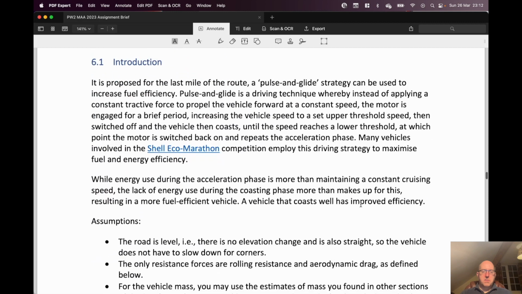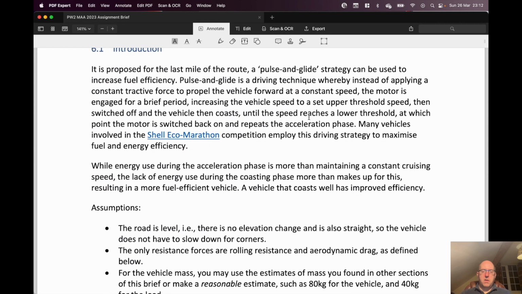And then for dynamics and modelling, so this is where we look at, for the last mile vehicle, we're looking at pulse and glide strategy. The idea behind pulse and glide is that it's a driving technique where instead of applying a constant tractive force to propel the vehicle along at a constant speed, what you do is you accelerate the vehicle up to a certain upper threshold speed, at which point you can then disconnect the drivetrain and the vehicle will coast down to a low speed, and then when it gets to that lower threshold speed again, the motor will kick in, accelerate up to the higher speed, and then again disconnect and coast.